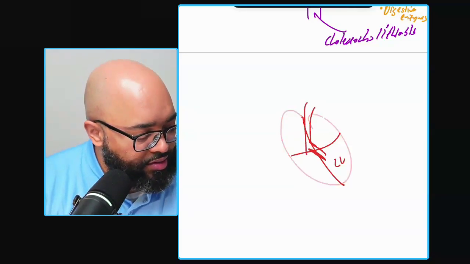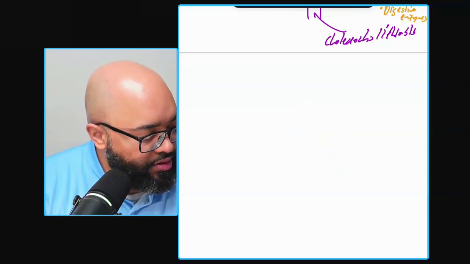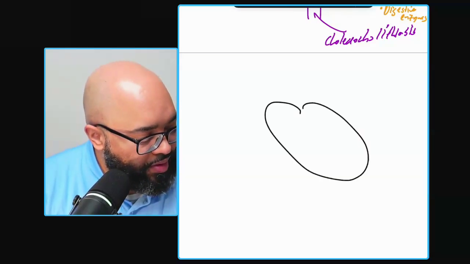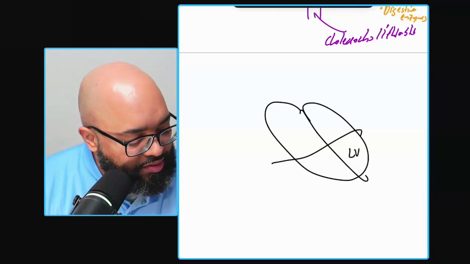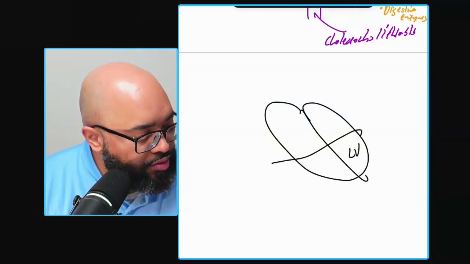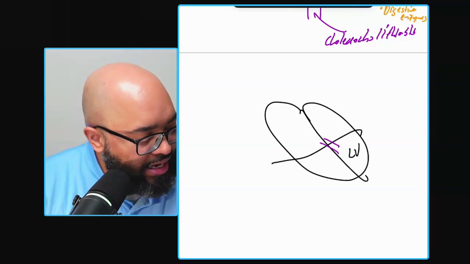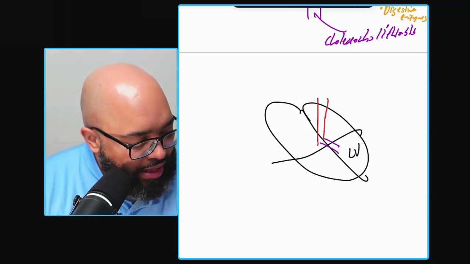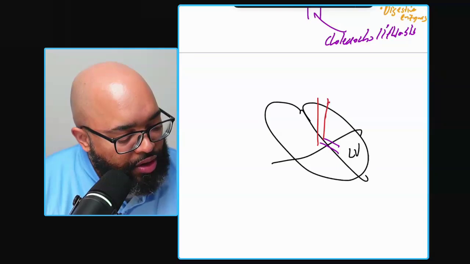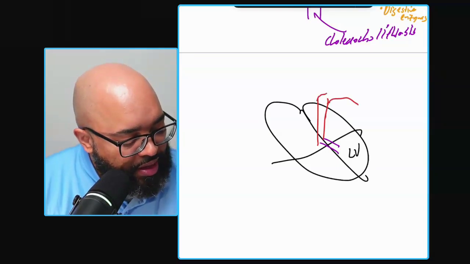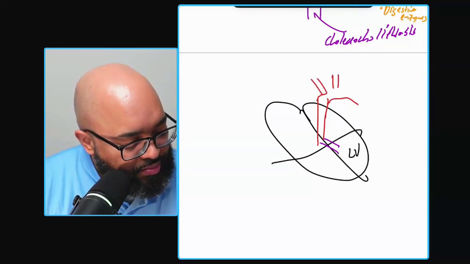Actually, let's do this over. Let's do this in black. So as blood leaves the left ventricle, it goes through the aortic valve, and then it gets into the aorta. And then you have your aortic arch. We've got your 3 branches.